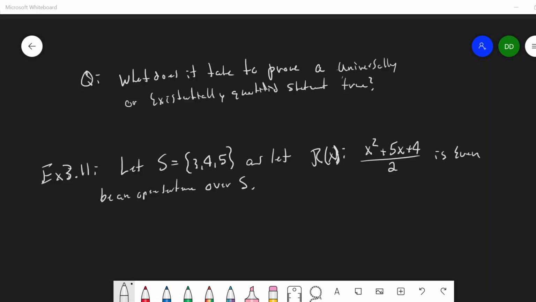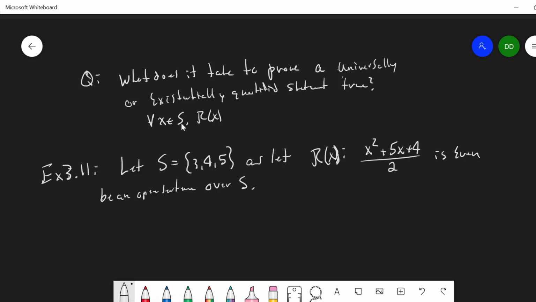In this video, we'll start into the idea of a direct proof by first asking ourselves, what does it take to verify, to show, or to prove a universally or existentially quantified statement? So remember, if I have a universally quantified statement like for all x in S, R of x, this means that every element of S, R of x, is true. And so what does it take to prove this?